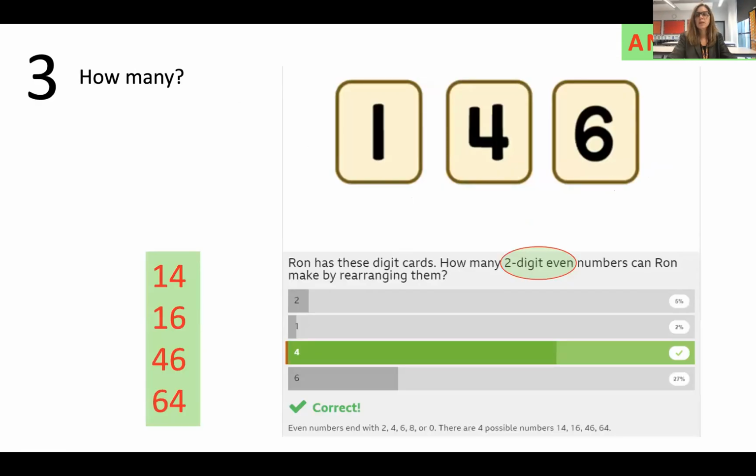Question 3. Okay, I think the only thing on this question is to just really make sure you read the question. Notice that it's a 2-digit even number that we're looking for. We have 4 different solutions: 14, 16, 46, and 64.